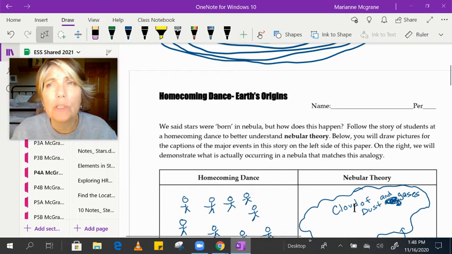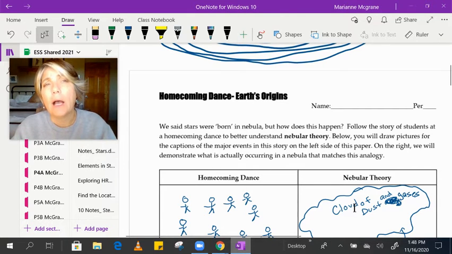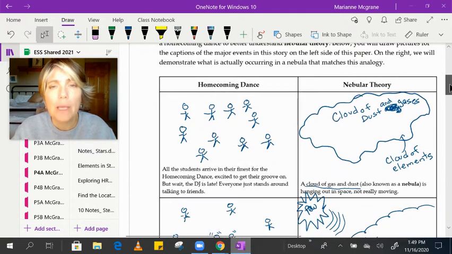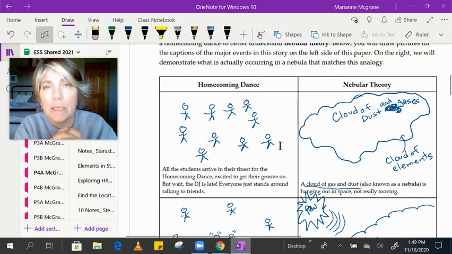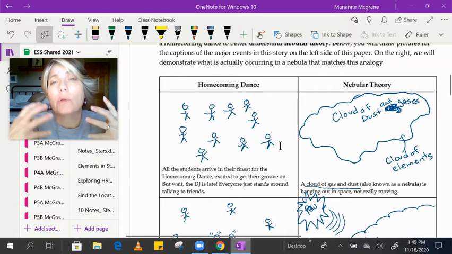Now, when we talked about the Big Bang theory, that was how we believe our universe started. So the nebular theory is now talking about how solar systems are created, how planets are created around a star. All right, so let's talk about the homecoming dance. You have to have ingredients to build a dance. And so our ingredients for the homecoming dance are going to be our students and our DJ.